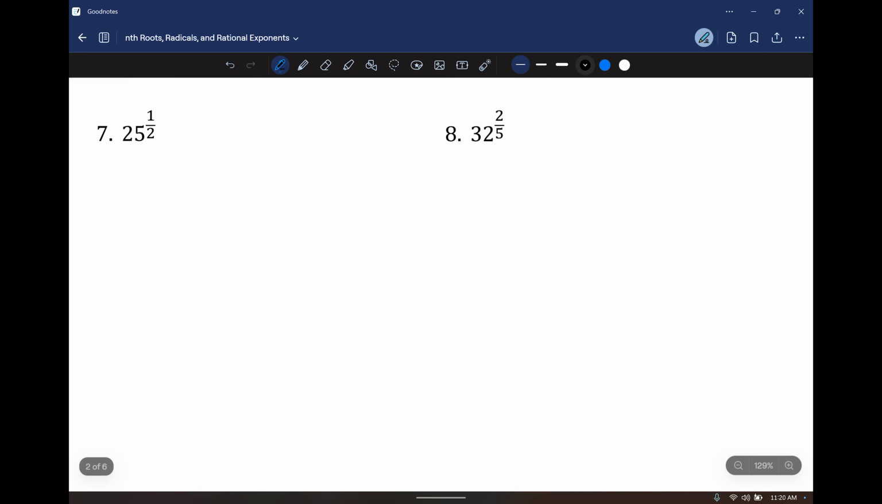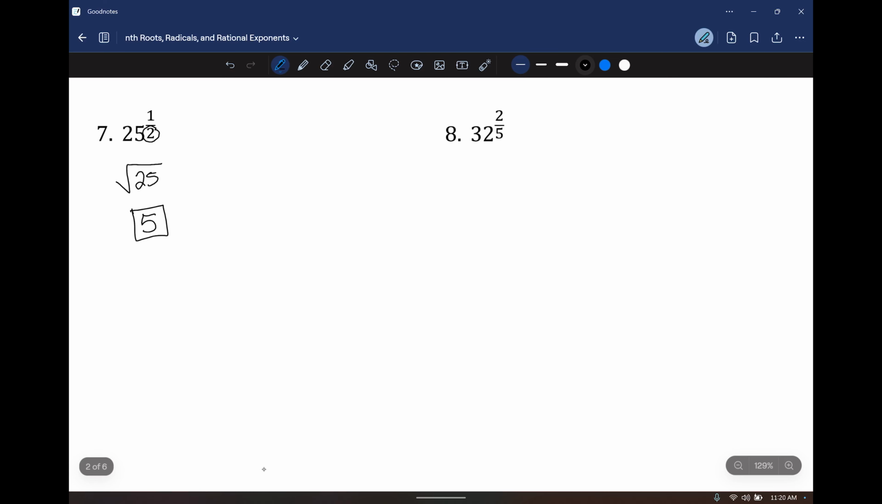All right, number 7. This is a square root, and I know that 25 is a perfect square, so I'm going to take the square root of 25. Now, when we have a square root, we don't write the little 2 outside in the little nook, okay? It's just understood to be there. So this is the square root of 25 to the first power, so we don't write the first power. The square root of 25 is 5.